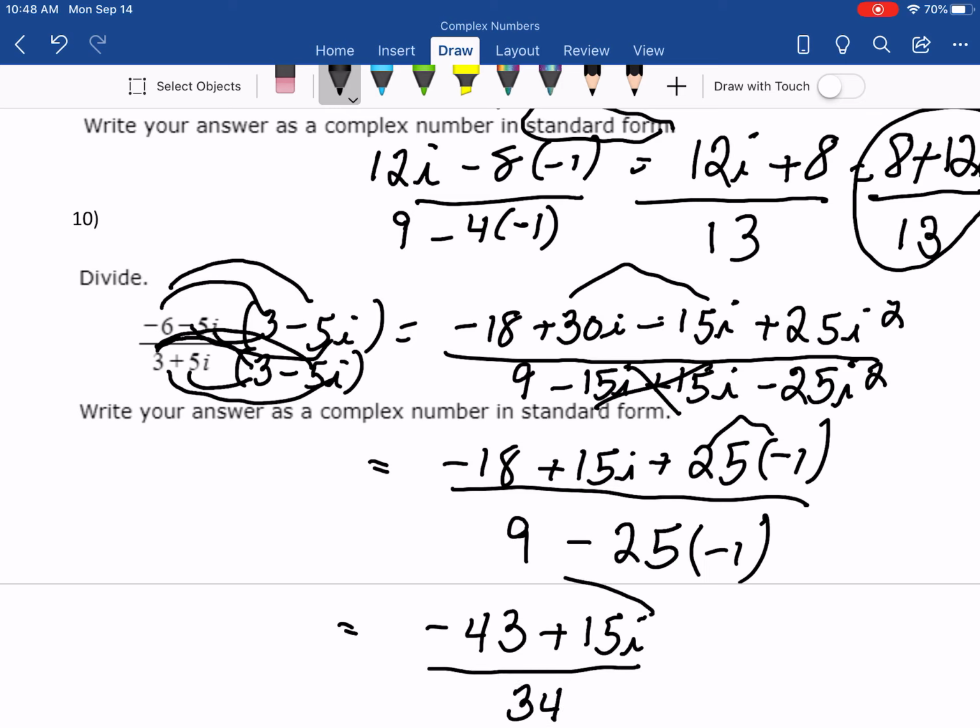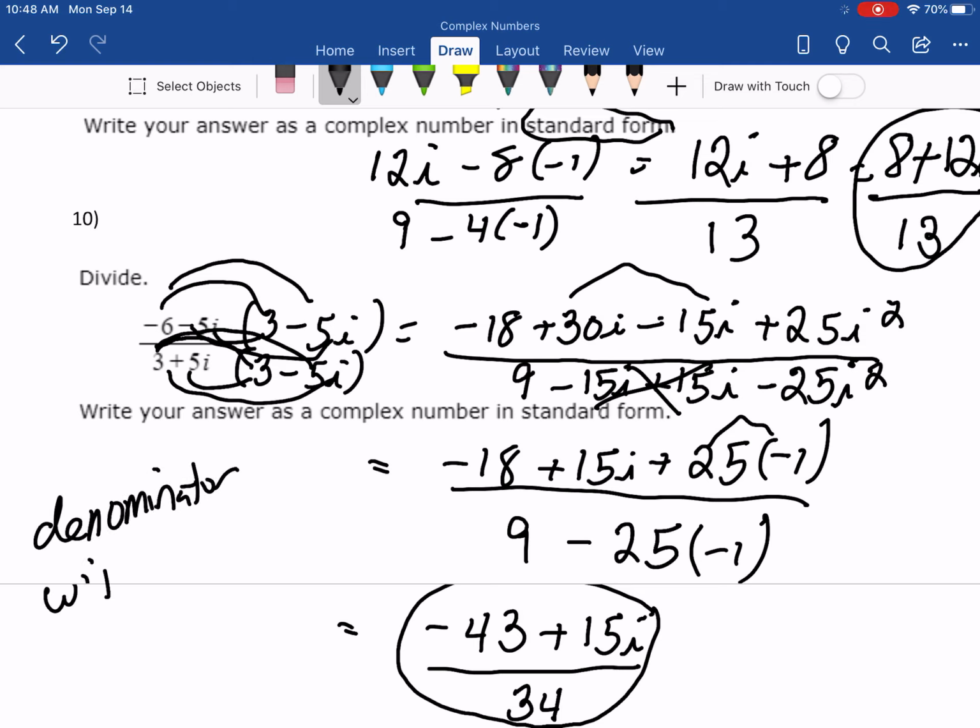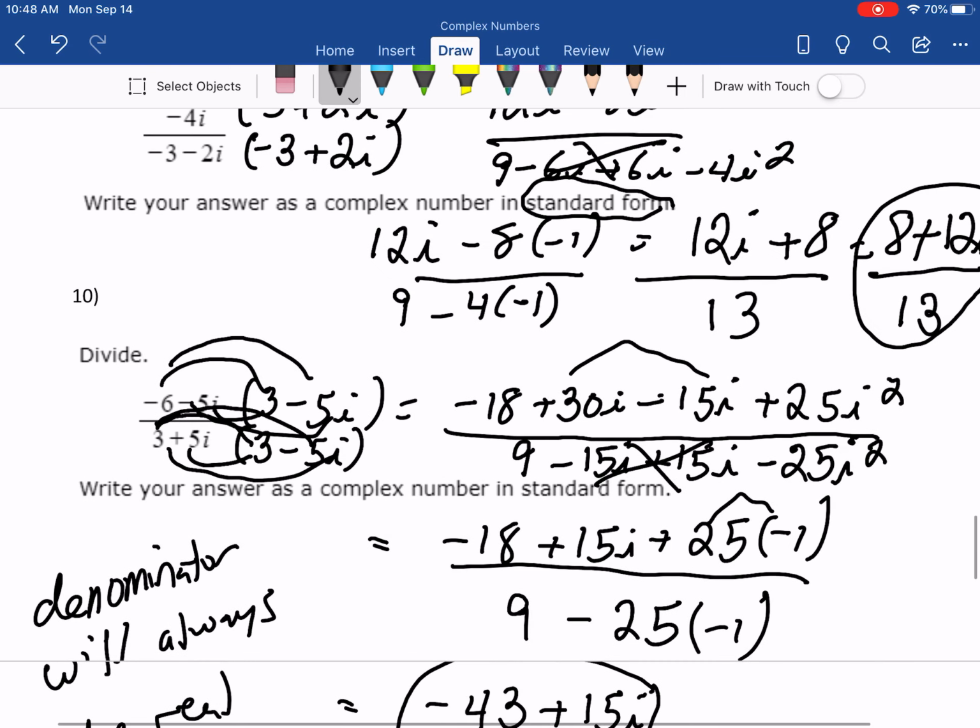Okay? When you're dividing complex numbers, the denominator will always be real, right? We got 34 as the denominator in number 10, which is certainly a real number, and then 13 for our denominator in number 9, which is also a real number, okay?